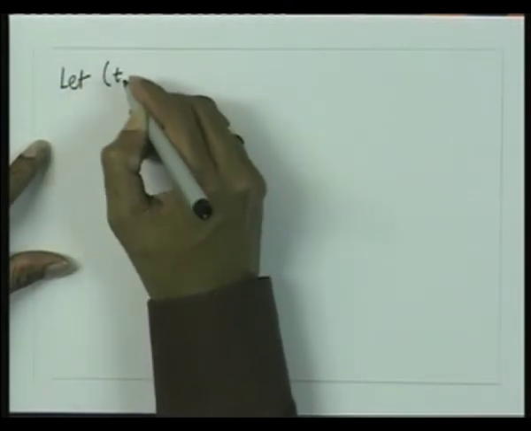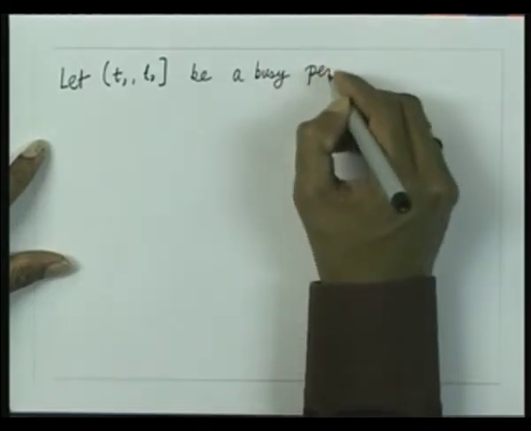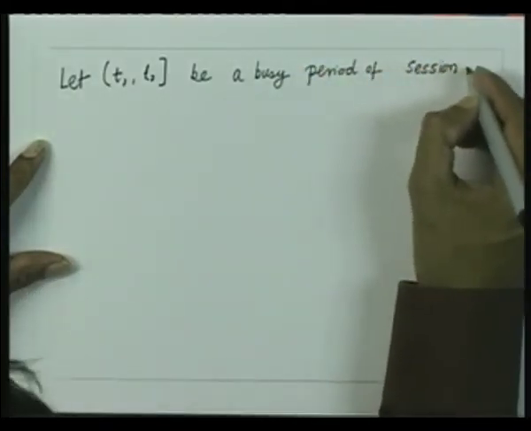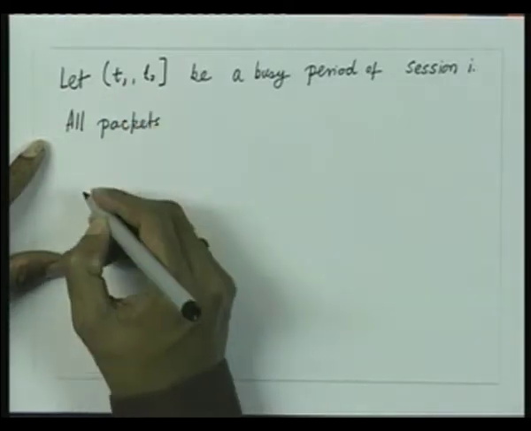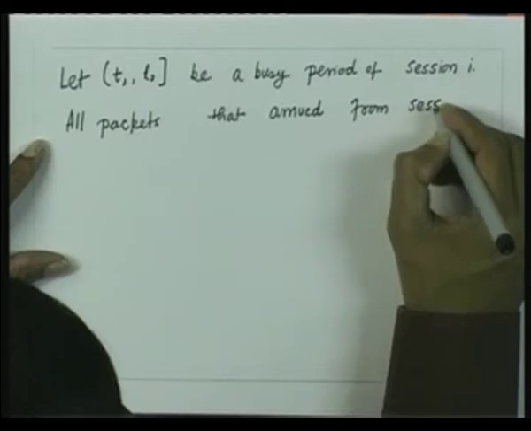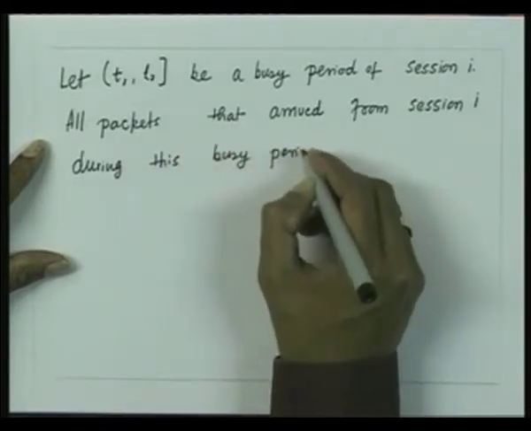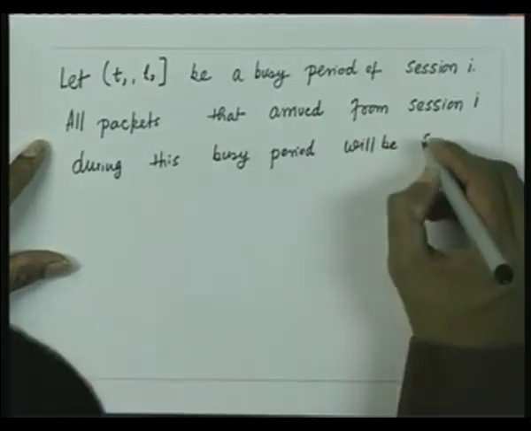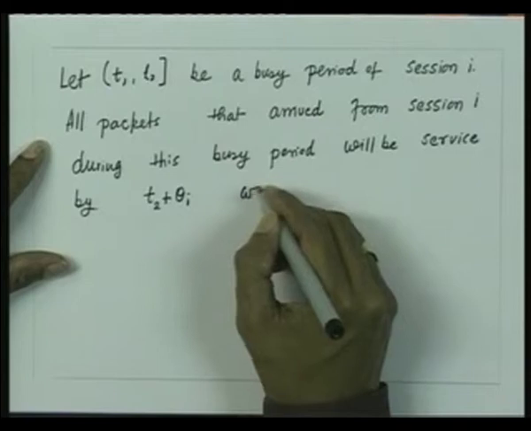Now this result states that let T1 to T2 be a busy period of session I, then all packets that arrived from session I during this busy period will be serviced by the time T2 plus theta I, where theta I is the latency of the server.